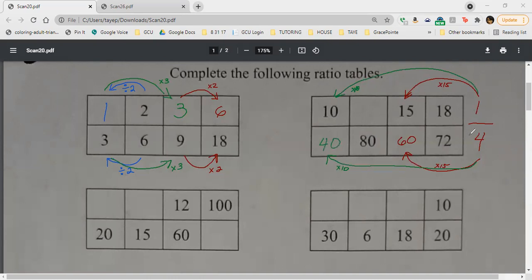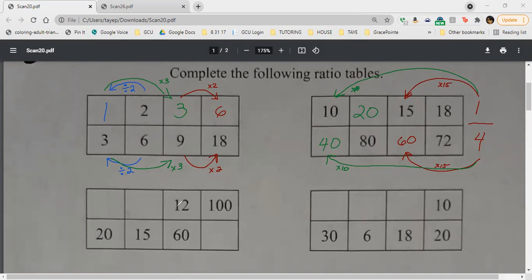And you may notice that these are all going to be equivalent ratios to 1 to 4. So let's see. If I'm going from 4 to 80, I'm multiplying by 20. So that means I need to multiply this 1 by 20 to fill in this box. So now I have completed this ratio table. Let's look at another one.